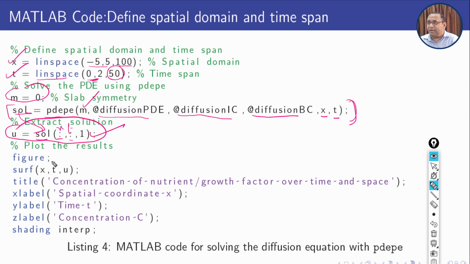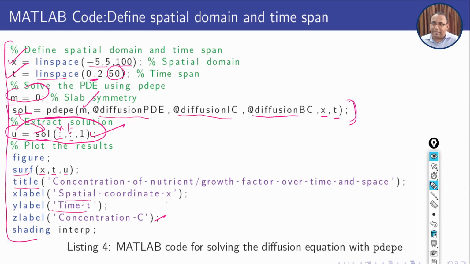Then we are using the plot statements, and here we use the surface function, surf, with x input, t input, and u. This is the title, concentration of nutrient growth factor over time and space. Then we have the x label, spatial coordinate x, the y label, time t, the z label, concentration c, and shading interp. So when we execute all this sequence of statements, it will visualize the result.